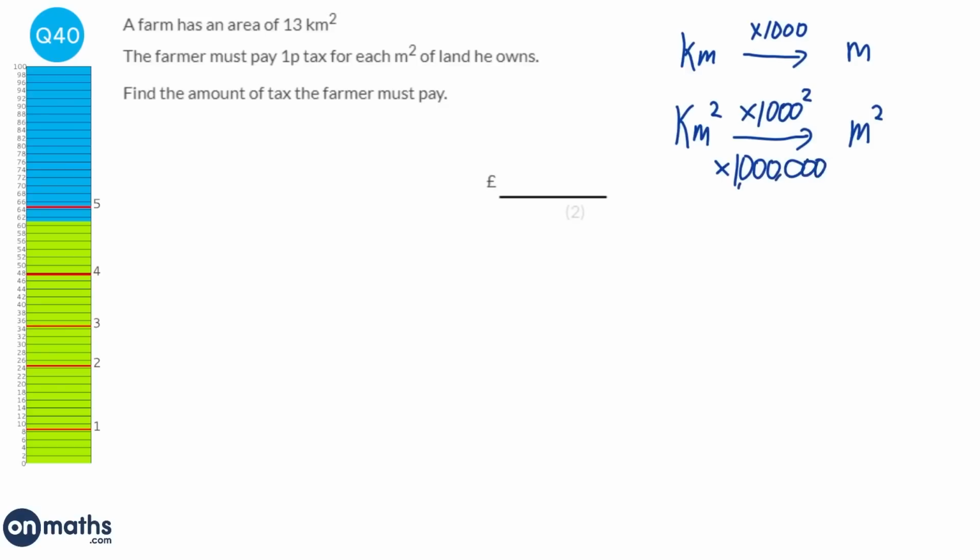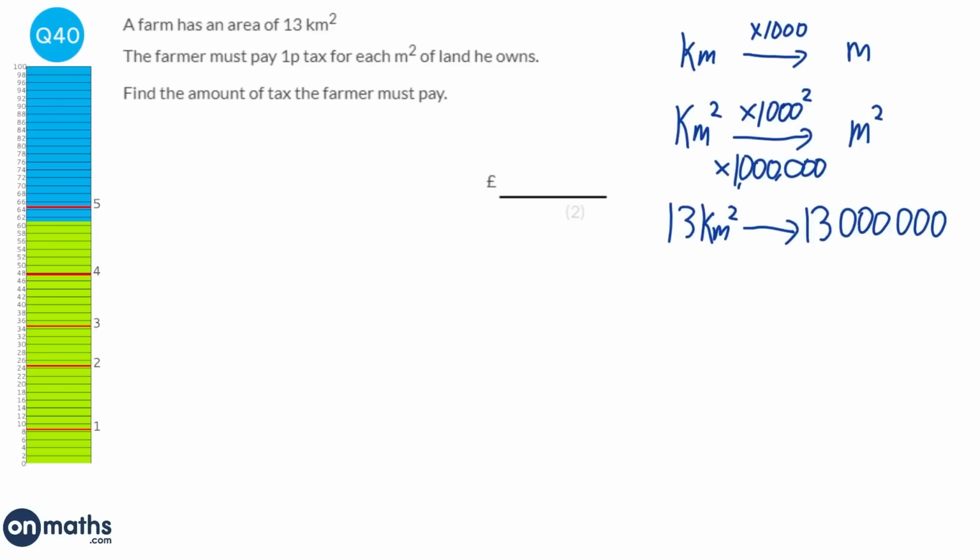So we times it by 1,000,000. So 13 kilometers squared is going to be the 13, and then it's going to be times by 1,000,000. So 1, 2, 3, 1, 2, 3. So it's going to be 13 million.